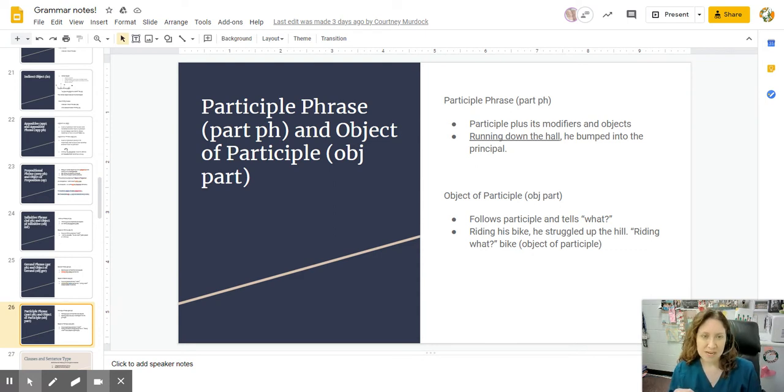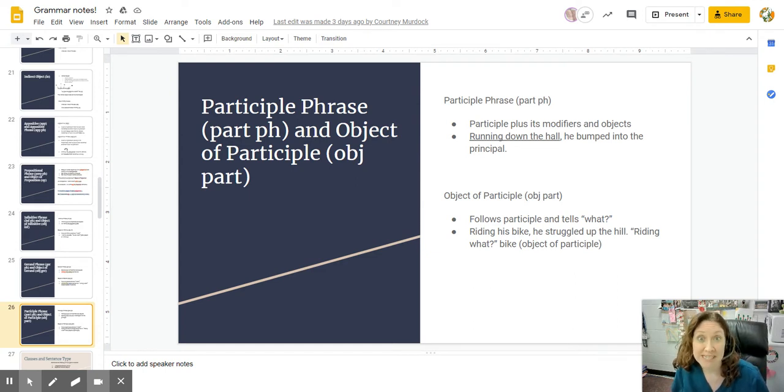A participle phrase is composed of the participle plus any of its modifiers or objects. I'll give you an example. So the word running right here, running is going to be my participle because it looks like a verb. I know that I can run, but in this sentence, that's not what the subject is doing. Who is this sentence about? The sentence is about he. And what did he do? He bumped.